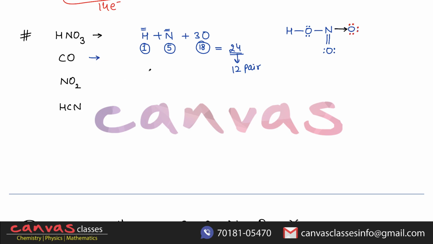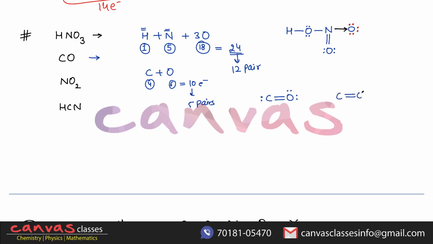So carbon monoxide, so carbon has a total of 4 valence electrons, oxygen has 6. So we get 10 electrons, that is we get 5 pairs. So carbon, oxygen, let's put it like this: 2, 4, 5, 6, 7, 8, and let's say 9, 10. Now in this case, the carbon doesn't get a complete octet.